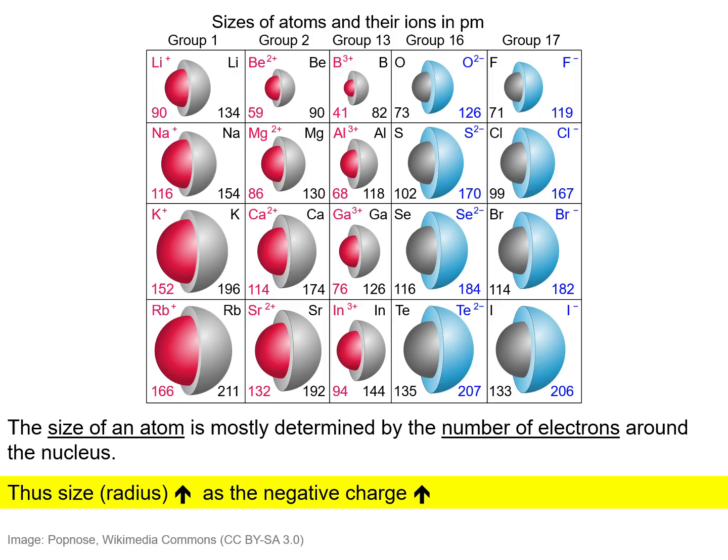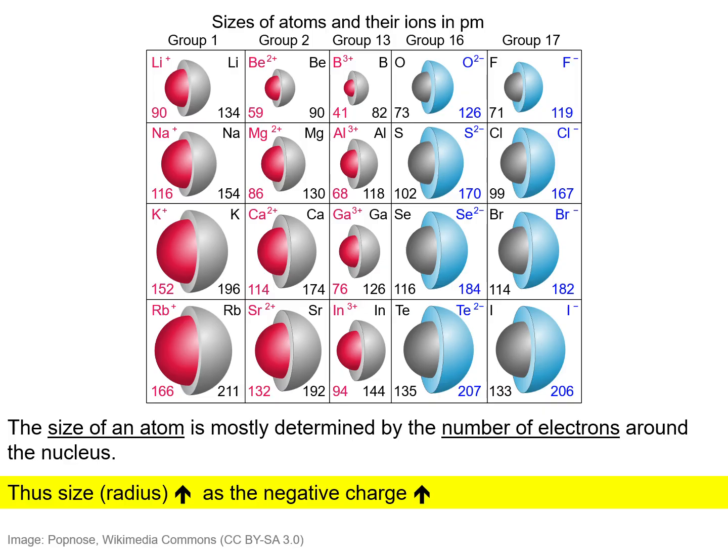All right, so you have to consider that the size of an atom is mostly determined by the number of electrons around the nucleus. Remember, Rutherford said that the atom consists mostly of empty space. We have this tiny, tiny nucleus, and then miles worth of distance, if we think in terms of our own reality, before you start hitting the electrons. So the more electrons you have, the more space that particular atom is going to take up.